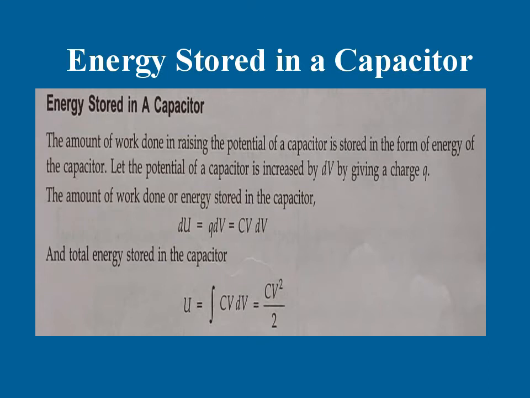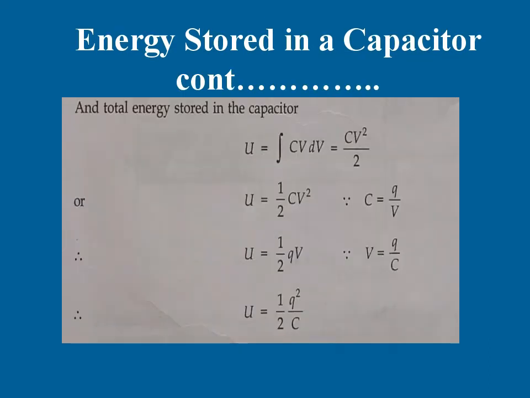Now for problems we require different forms. So in the next slide we discuss different forms of energy stored in a capacitor. From the previous slide you get the formula of U, that is U should be equal to half CV square. But we require a different form. Very easy. You just apply the formula of C. You know the formula of capacitance, C should be equal to Q by V. Suppose we mark half CV square as equation 1. Mark it as equation 1 in your notes.